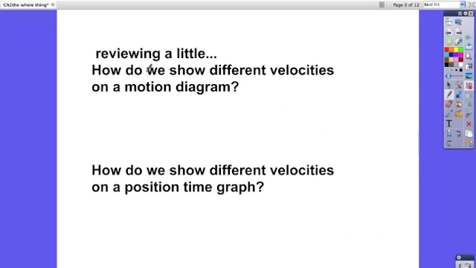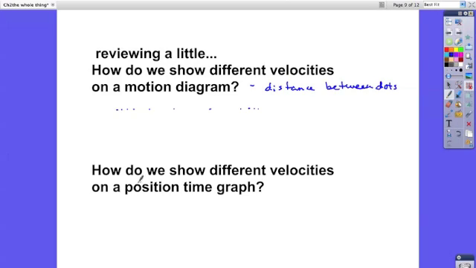Reviewing a little, how did we show different velocities on a motion diagram? It was the distance between the dots. So if something's moving slow, the dots are close together. If it speeds up, the dots get farther apart. And then we can have it slow down again. So fast, slow, and slow again.